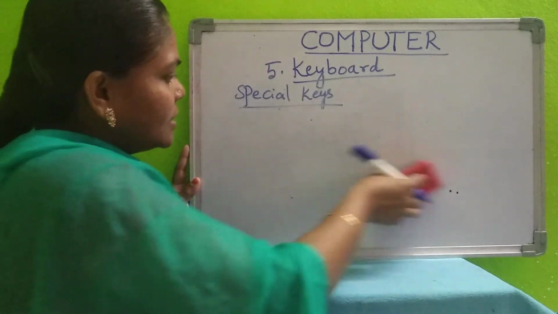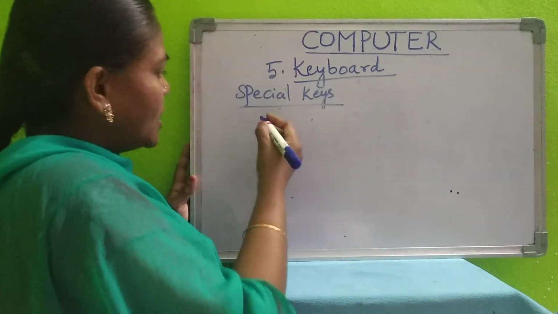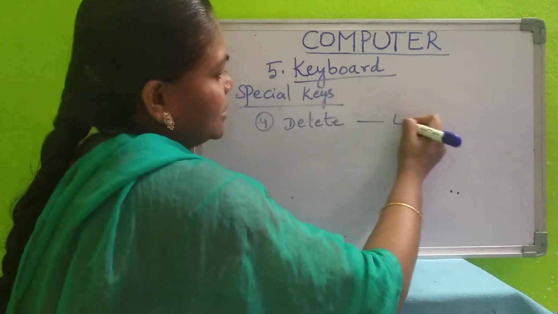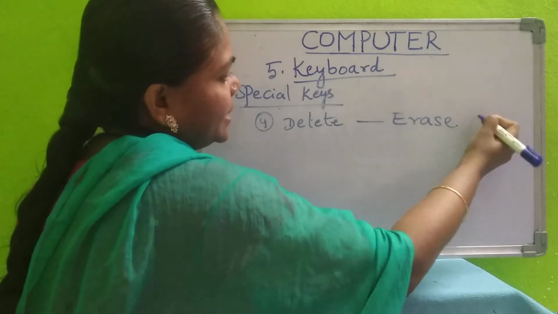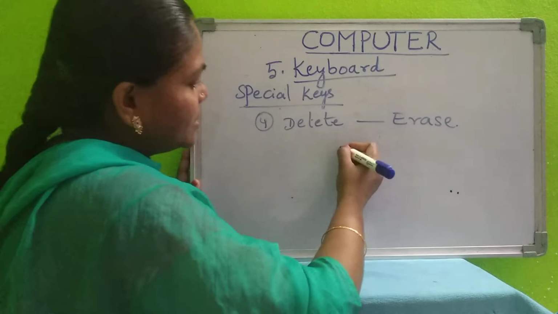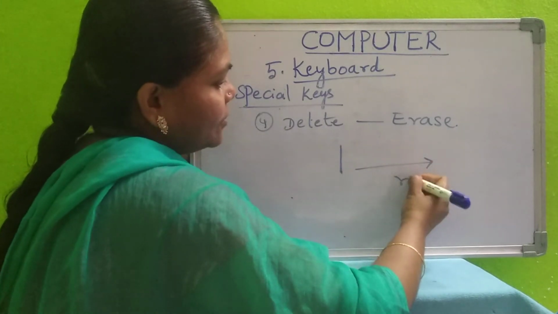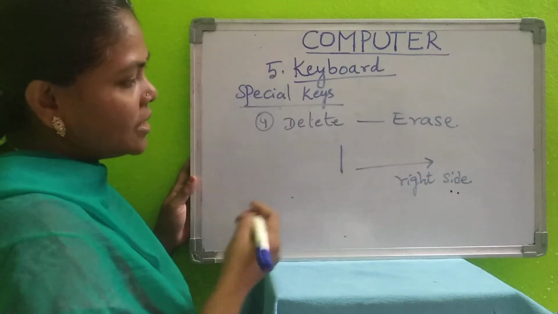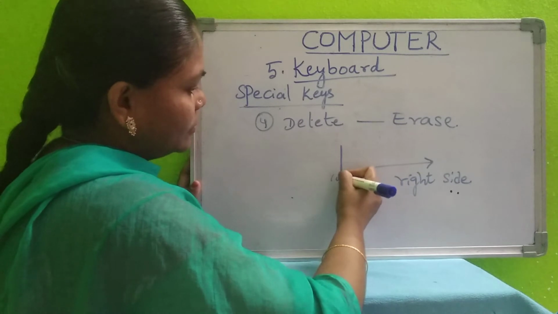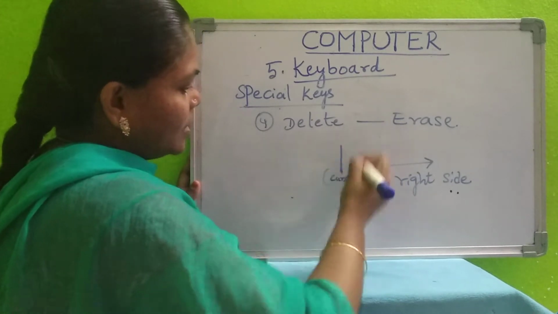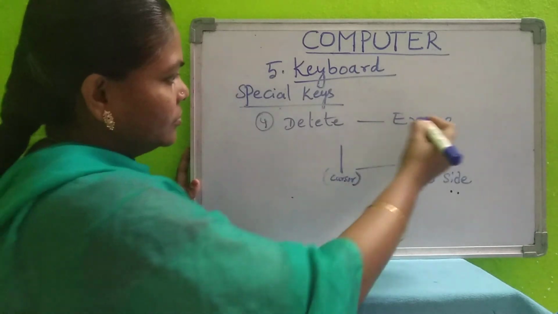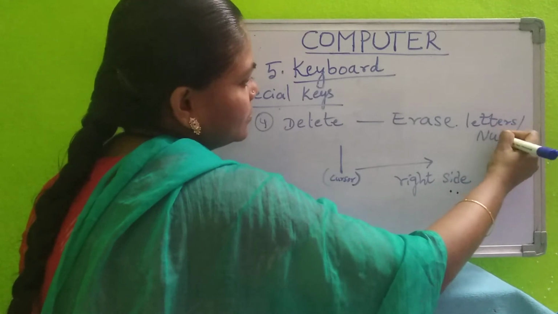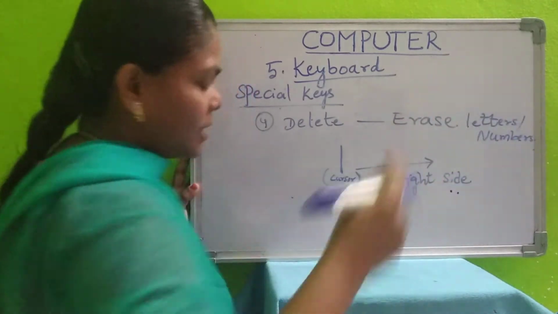The next key is the delete key. It erases the letters which are to the right side of the cursor. The delete key is also used to erase letters or numbers. But which side of the cursor? The right side. This is used to erase the letters or numbers which are to the right side of the cursor.